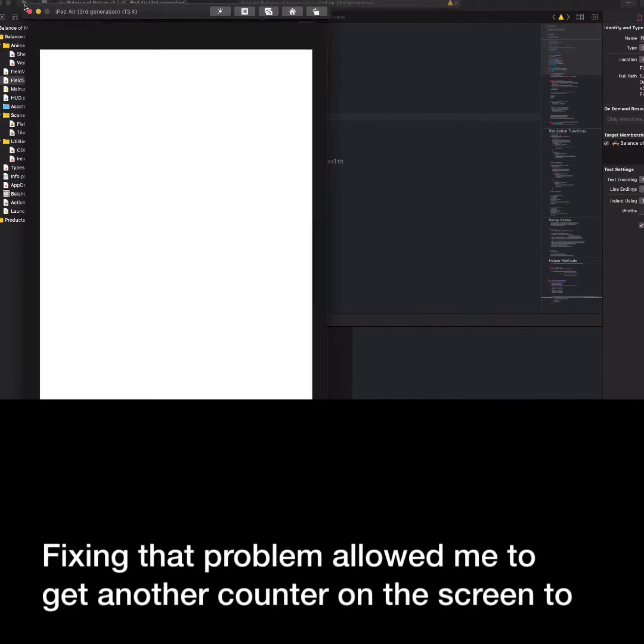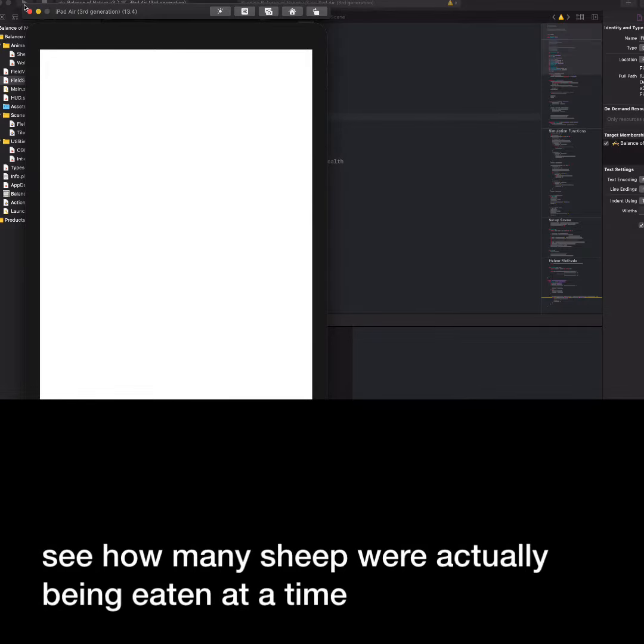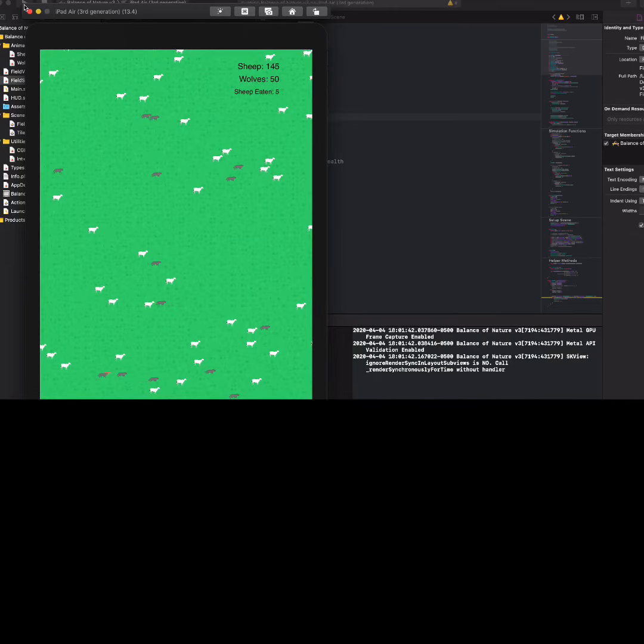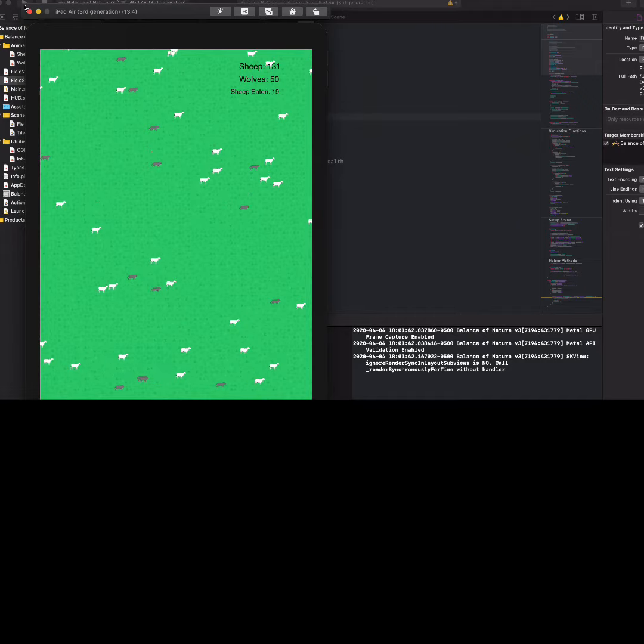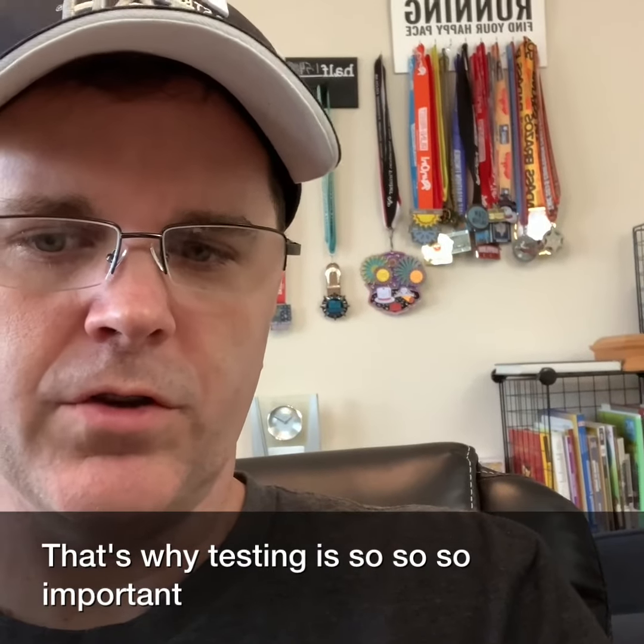Fixing that problem allowed me to get another counter on the screen to see how many sheep were actually being eaten at a time. That's why testing is so important.